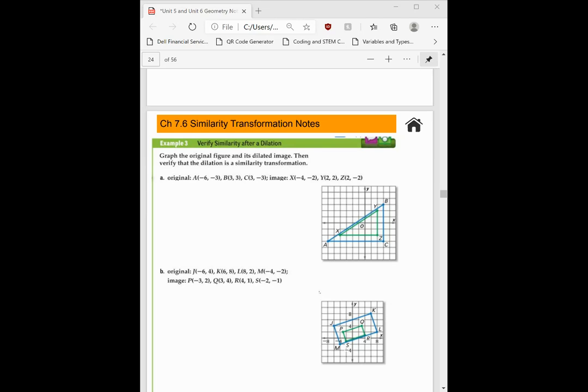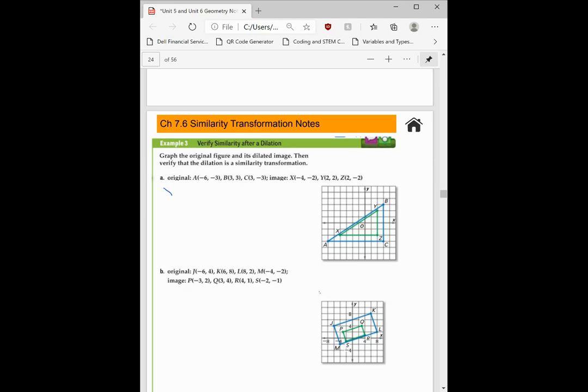So what we need to do is we need to find the ratios of the sides so we can see if they are similar. So since angle C and angle Z are both right angles, we can say that angle C is congruent to angle Z. Now we need to show that the lengths are proportional.